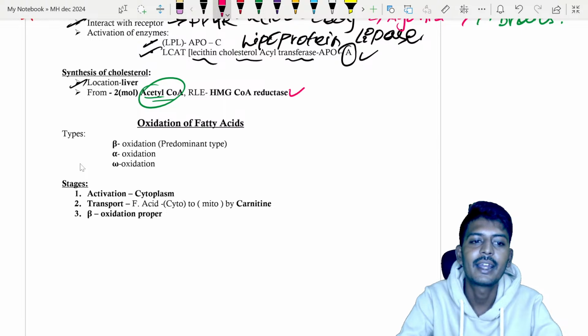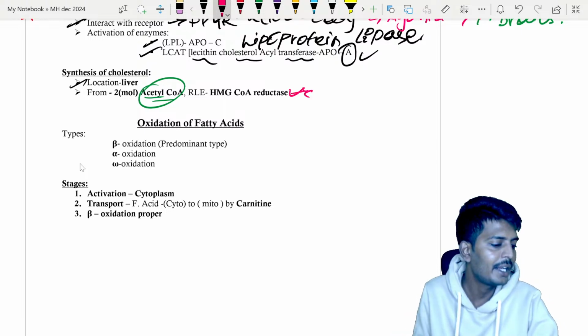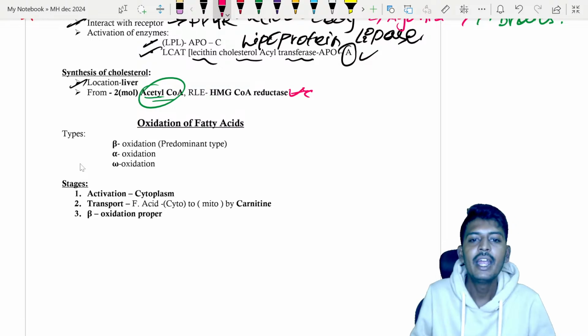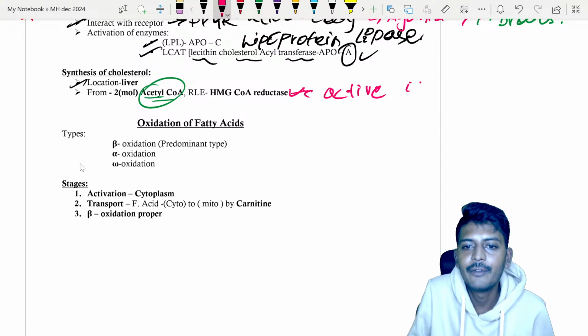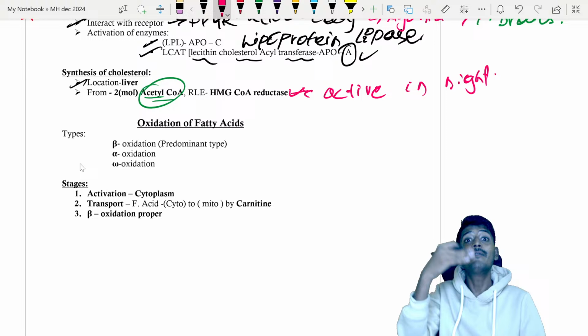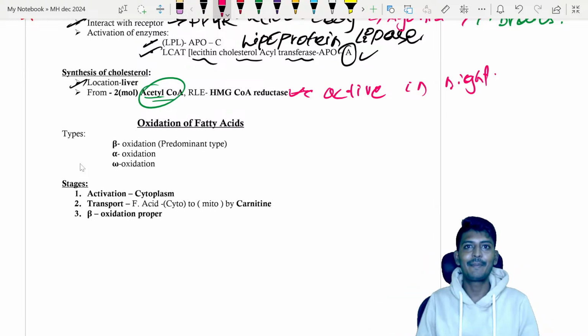HMG CoA reductase, it is more active when? When it is highly active, it is more active during the night. During the night time. So that is why we tell patients not to eat food after 6 p.m. or 7 p.m., right?